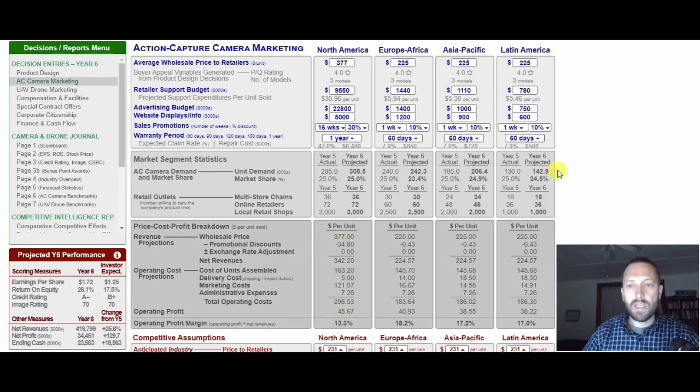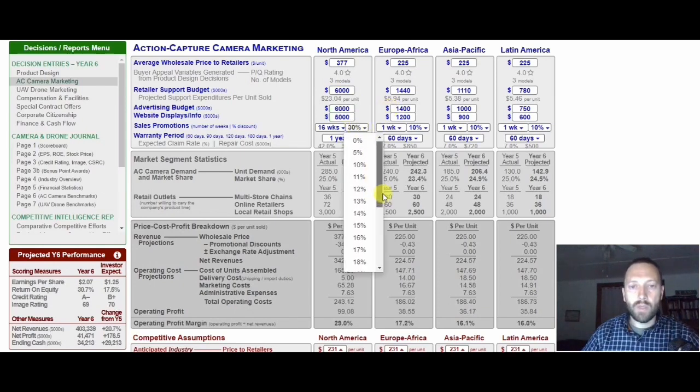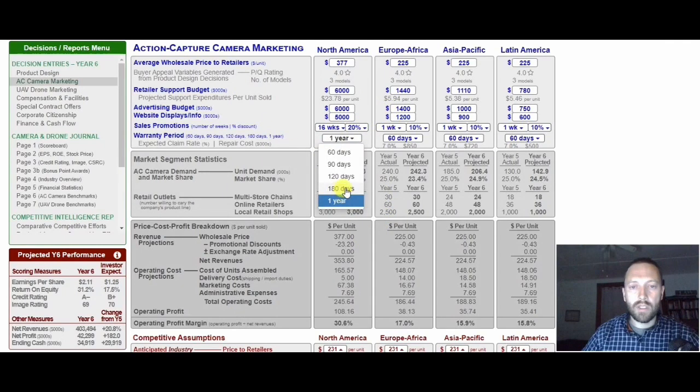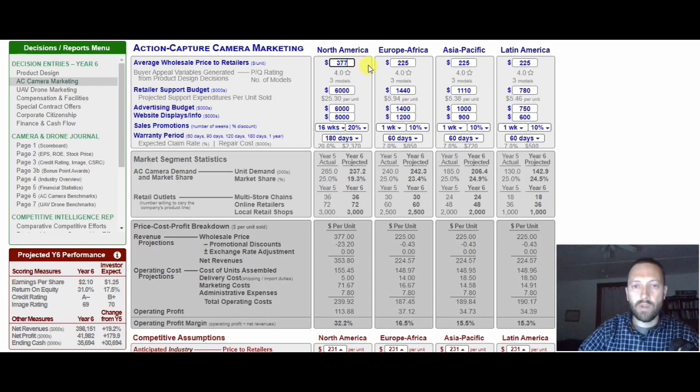So you can kind of see that there's this plateau and this upside down U-shaped curve when you look at the operating profit margin and marketing. So let's come back down to something a little bit more reasonable. Maybe let's try 6,000 for each of these. I know 5,000 is as high as that will go. Maybe let's come down a little bit for sales promotions. Warranty, maybe 180 days. And I've lost a lot of market share. So let's come down in price.